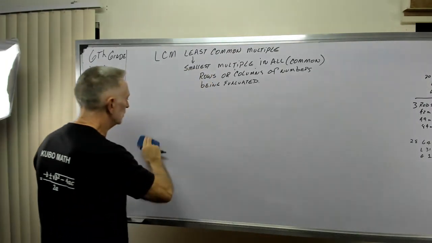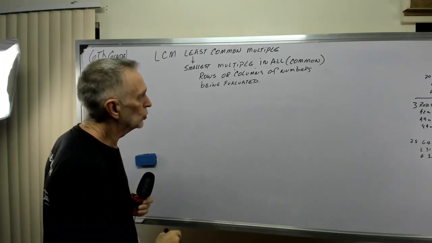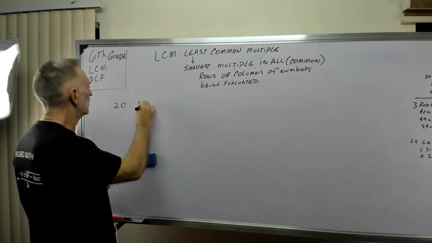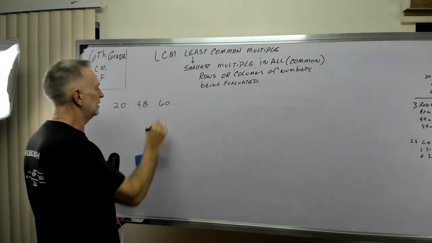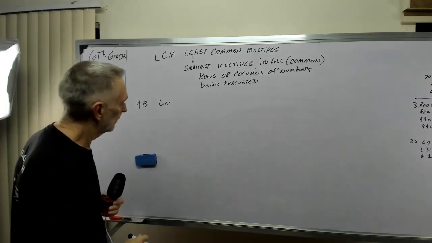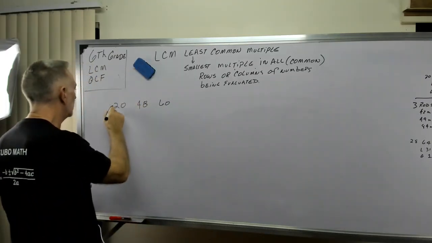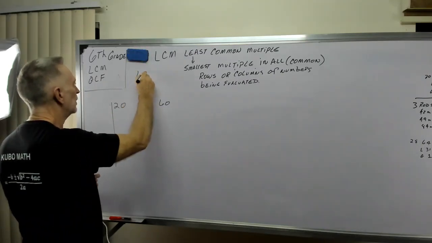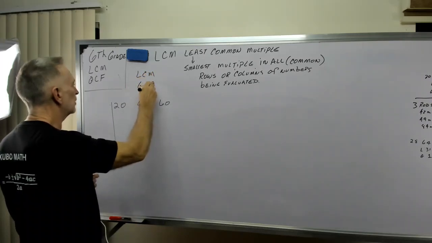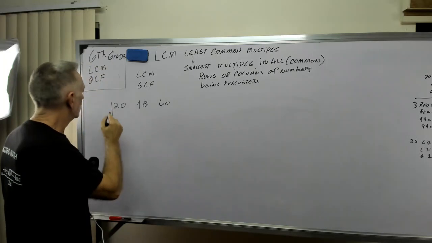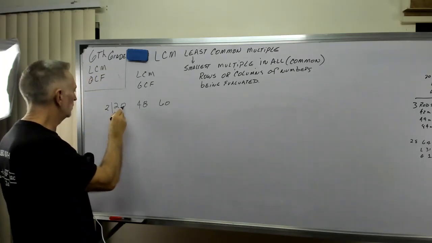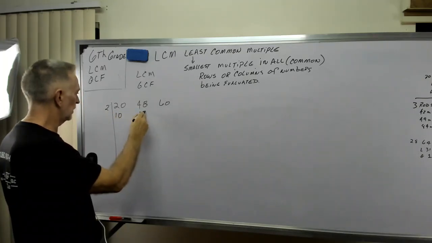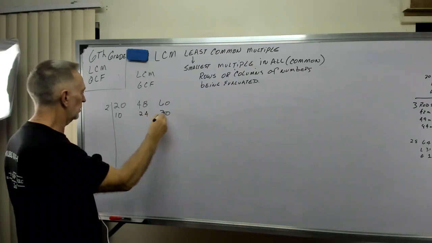All right, let's pick one more here. We've got 20, 48, and 60. Whoa. Let's see what we can do here. We want to find the least common multiple and the greatest common factor. They're all even. I'll pick a 2. 20 divided by 2 is 10. 48 divided by 2 is 24. 60 divided by 2 is 30.